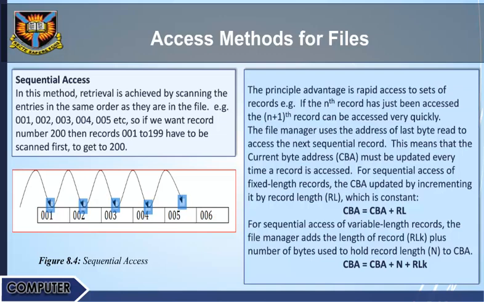For sequential access of variable length records, the file manager adds the length of record RLK plus the number of bytes used to hold the record length N to CBA. CBA = CBA + N + RLK.